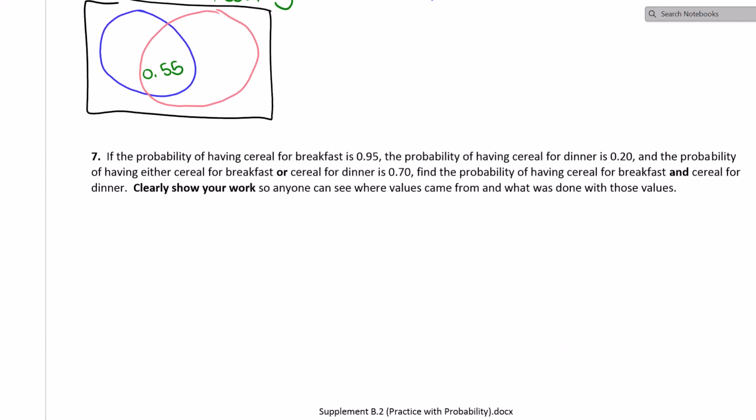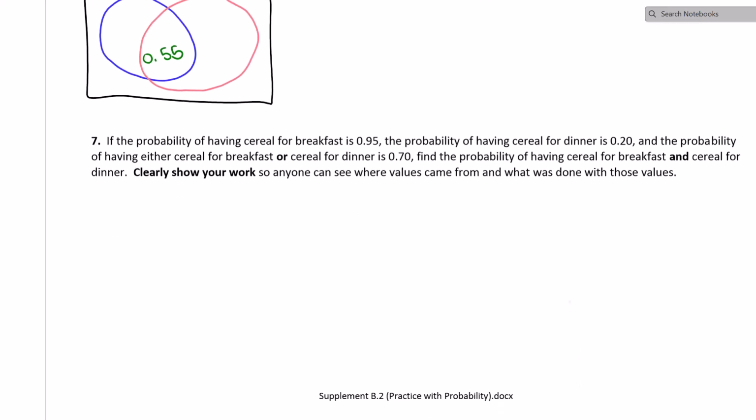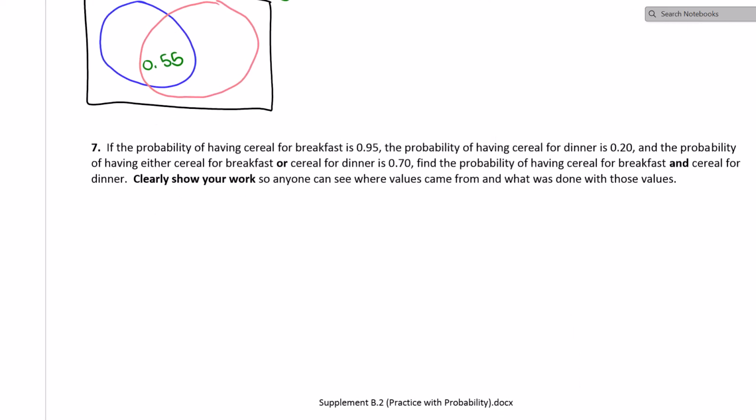If the probability of having cereal, okay, this is the same kind of thing, and I will not do this problem because I want to see how you do it on your own. I think that is where we will end for B2 today.